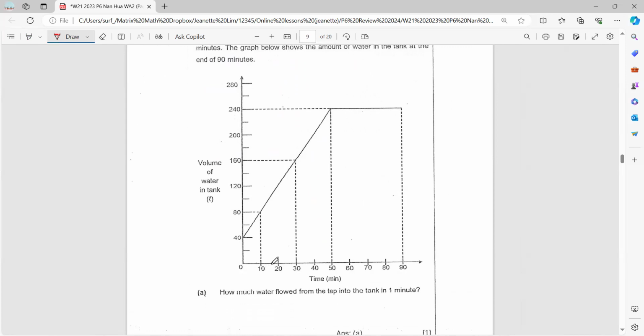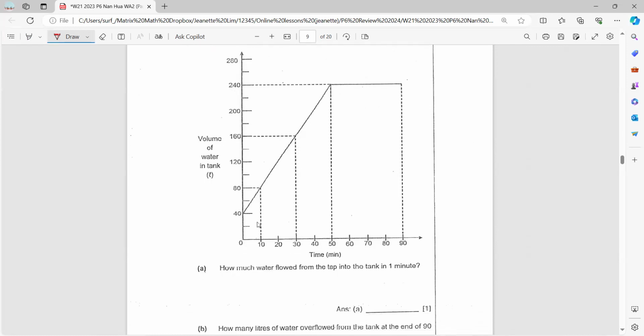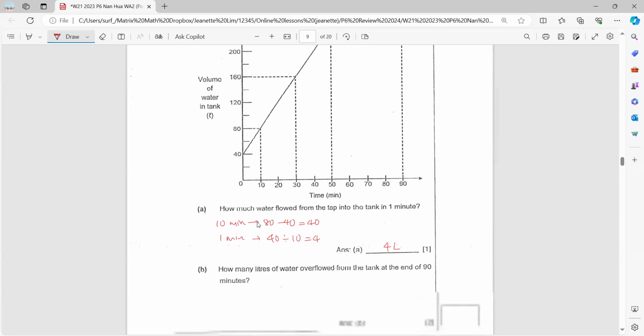Okay, so pick a point. Let's say 10 minutes. What is the increase in the volume? The increase is not 80, but 80 minus 40. We need to compare. It didn't start at 0, it started at 40. So the additional amount of water is 40. So for the first 10 minutes, it's 80 minus 40, so 40 liters. For 1 minute, you take 40 divided by 10. So 4 liters of water flowed in 1 minute.